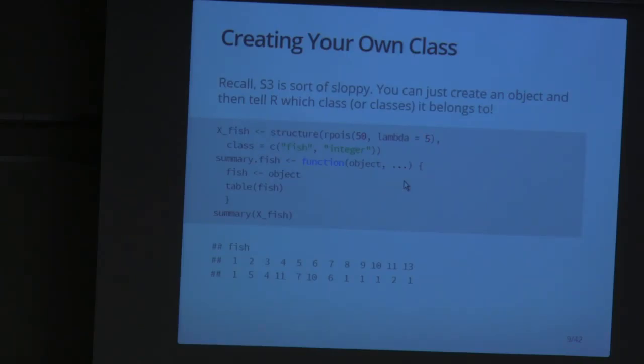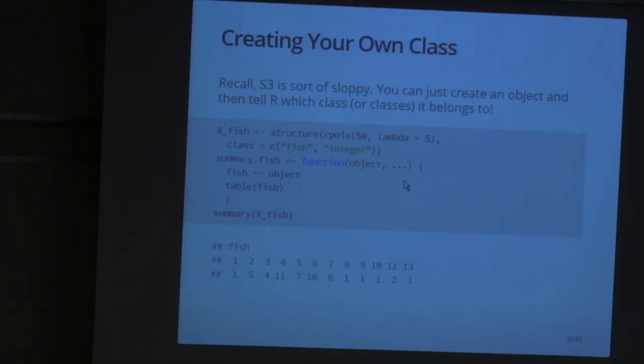So I don't want to go and figure out, okay, I have my new fish class object, so do I want to say, oh, I need to create print.fish and plot.fish and summary.fish, although that's exactly what I did here. You don't necessarily want to do all of those things. And letting R know that my fish class object is also an integer helps it out a little bit.